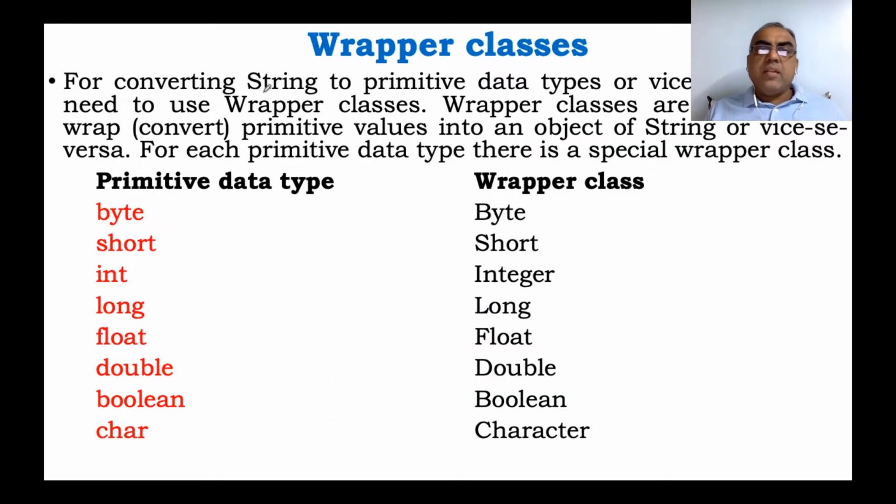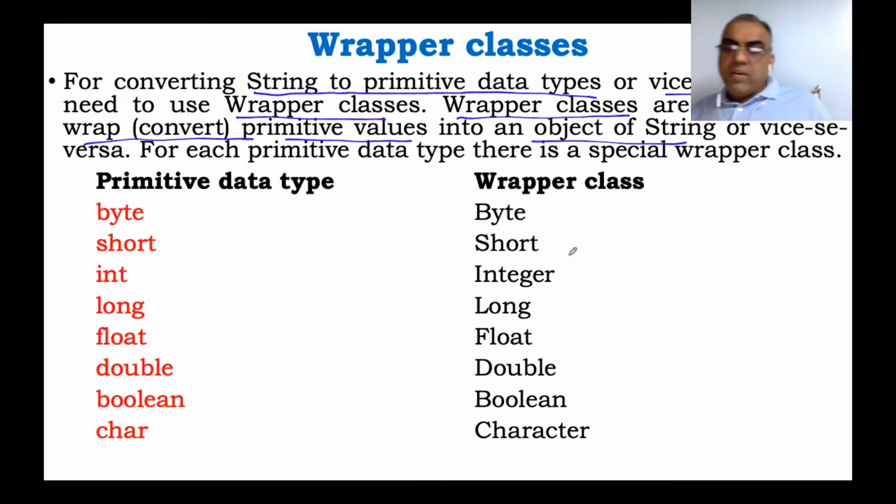So for converting any data from string to primitive data type or vice versa, we can make use of a wrapper class. What is a wrapper class? Wrapper classes are the classes that wrap up, that convert a primitive data value into an object. If I have a value which comes from the user as a string, or an object of string, then I can easily convert it into its primitive type and vice versa.